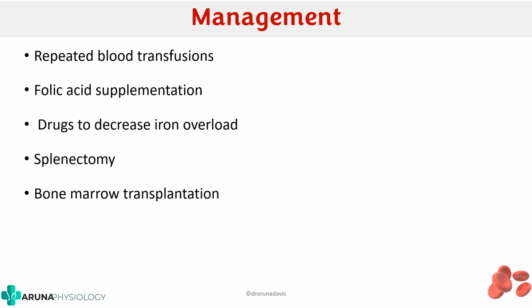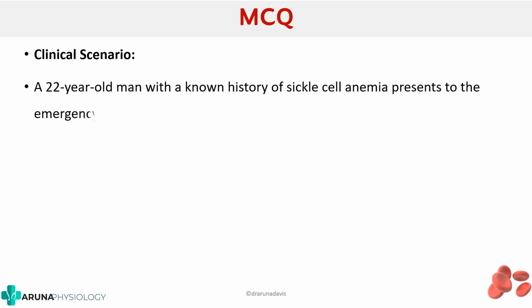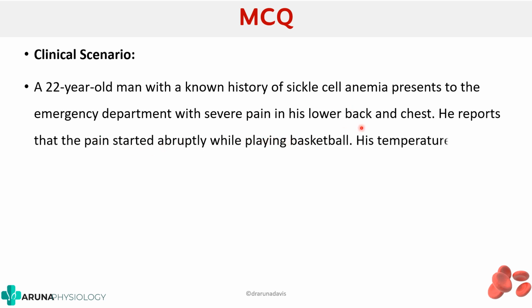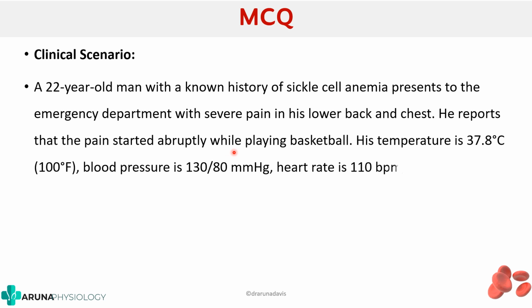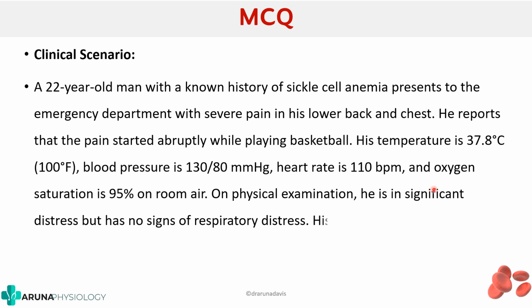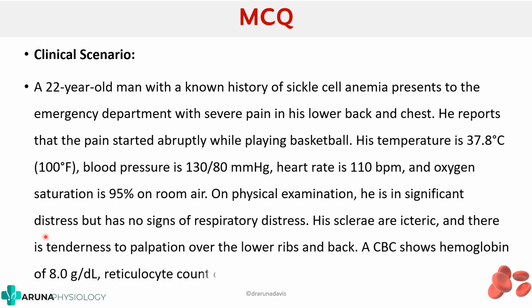So now, just to consolidate the different points that you've heard just now, we'll see a scenario. So this is the clinical scenario. A 22-year-old man with a history of sickle cell anemia presents to the emergency department with severe pain in his lower back and chest. He reports that the pain started abruptly while playing basketball. His temperature, blood pressure, heart rate and oxygen saturation are given. On physical examination, he is in significant distress, but no signs of respiratory distress. His sclera is icteric and there is tenderness to palpation over the lower ribs and back. A CBC shows hemoglobin of 8, reticulocyte count of 12 and an elevated bilirubin level.